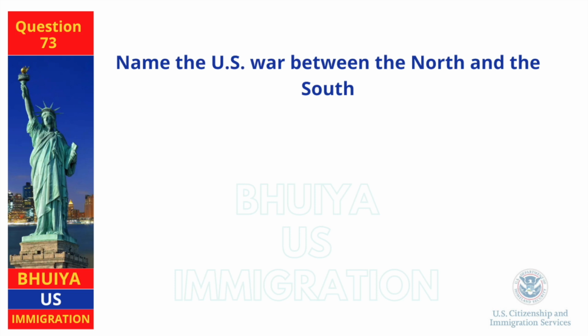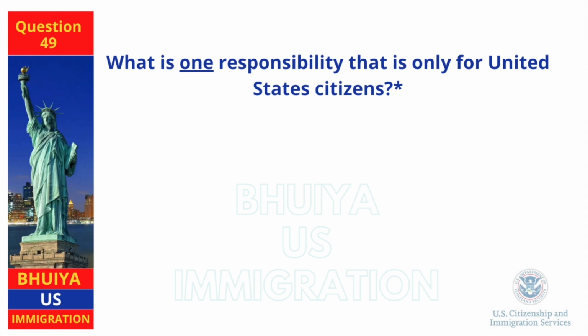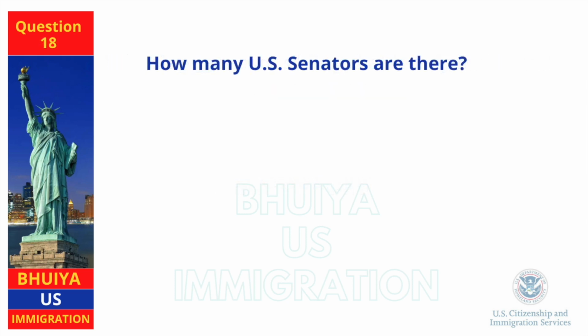Name the US war between the North and the South. The Civil War. What is one responsibility that is only for United States citizens? Serve on a jury. How many US senators are there? 100.